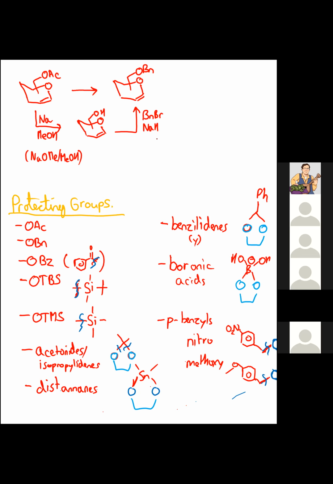Benzyl bromide, sodium hydride, THF. This works really well. This chemistry is really, really good. It works great. It's just you've done 2 steps and you really haven't done anything.